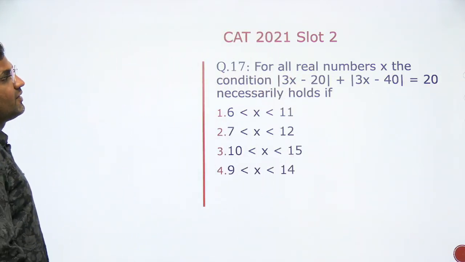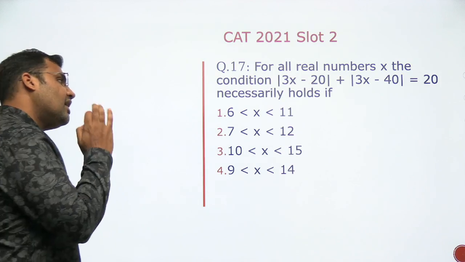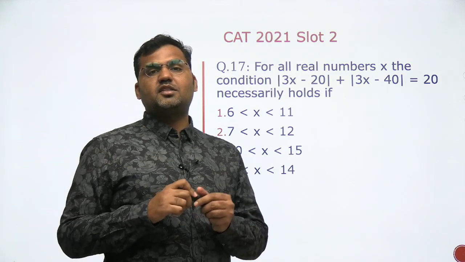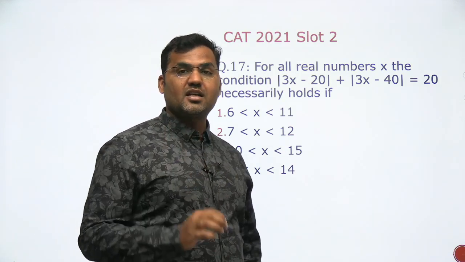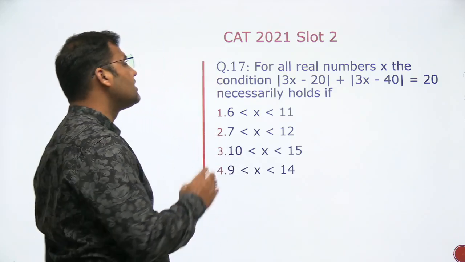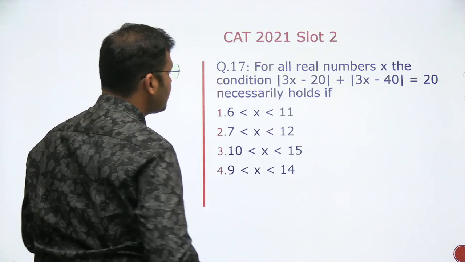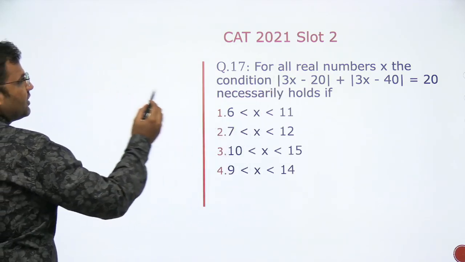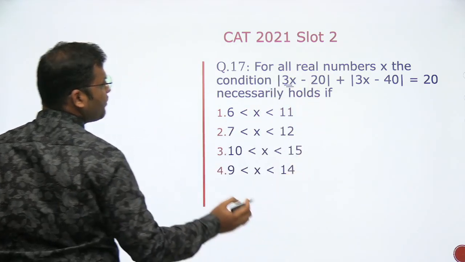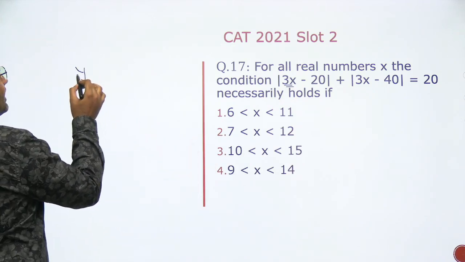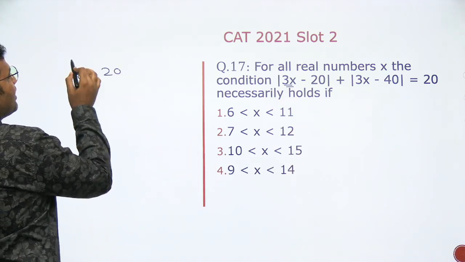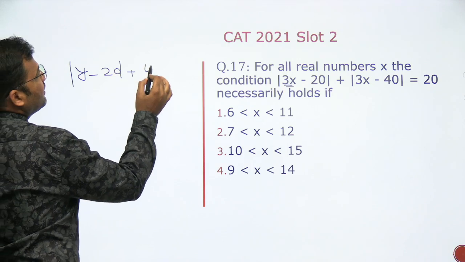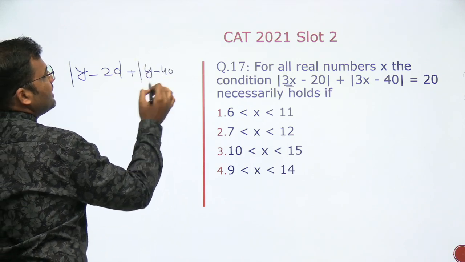Next one, question number 7. This is an easy question, guys. Very simple. Modulus ka basics bhi agar kisi bachche ne padha, if you just understand the distance approach of modulus, toh aap is question ko bahut asani se solve kar sakte ho. See that? Can I change this expression? Can I replace 3x with y? Right? Can I write down this expression as mod y minus 20 plus mod y minus 40 is equal to 20?